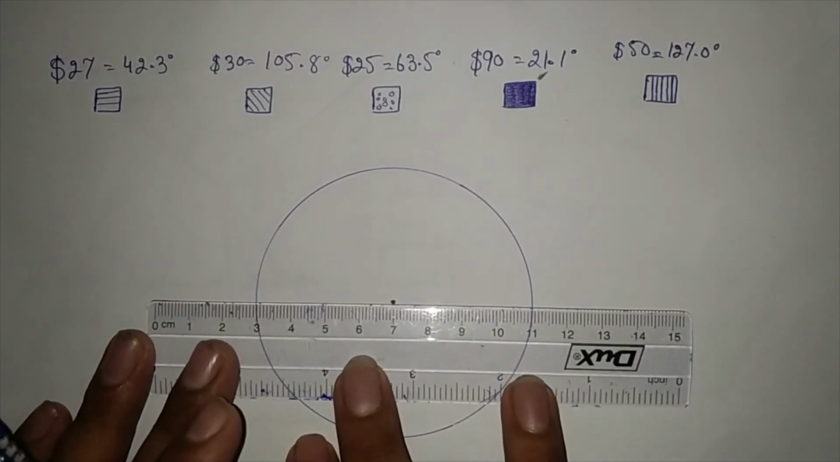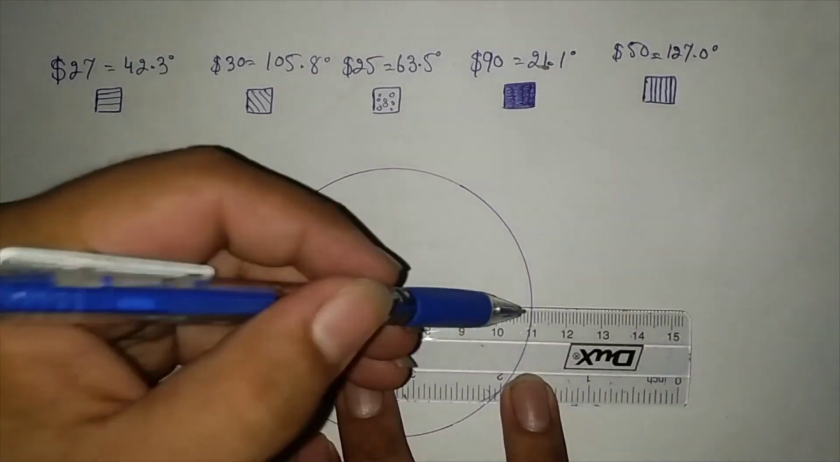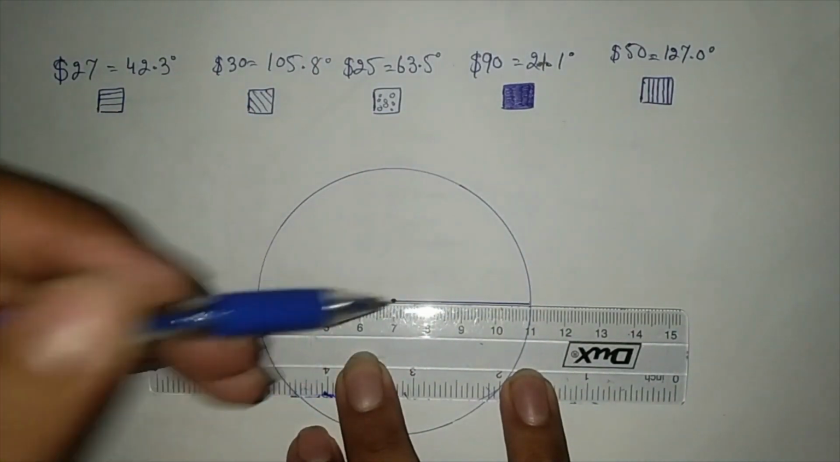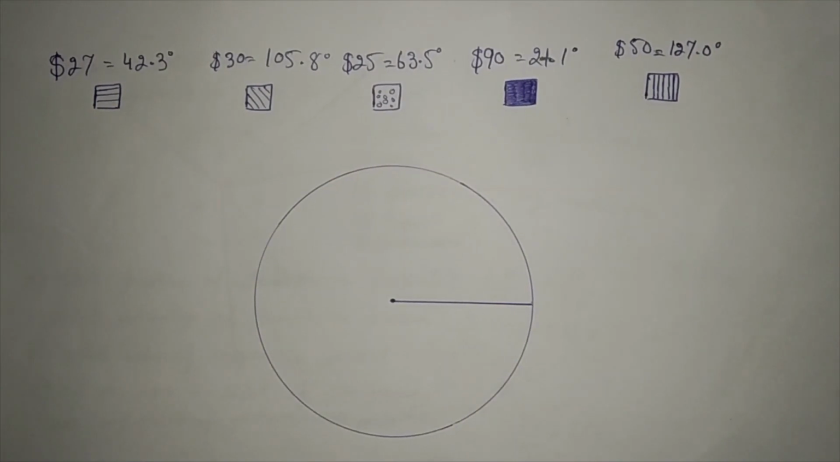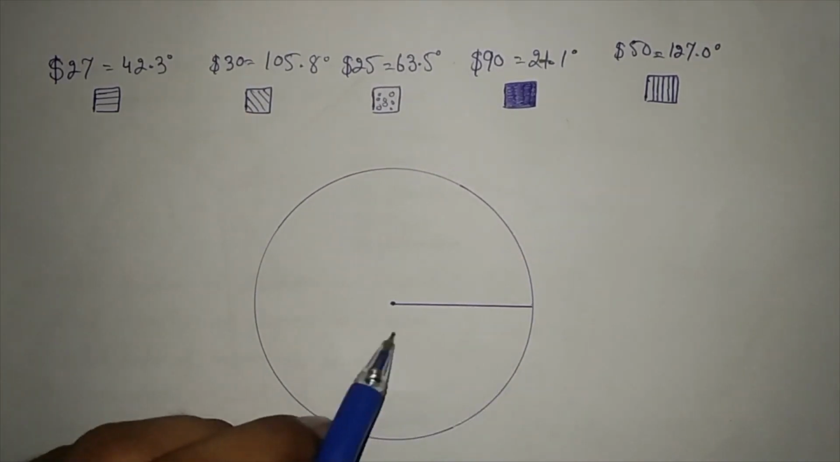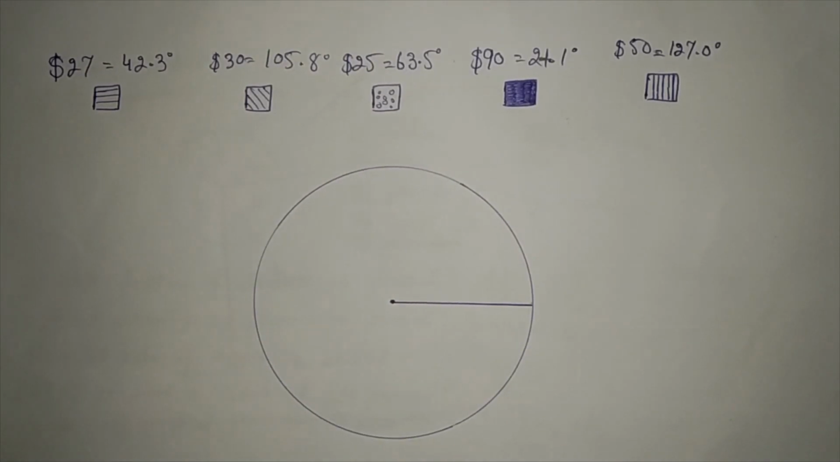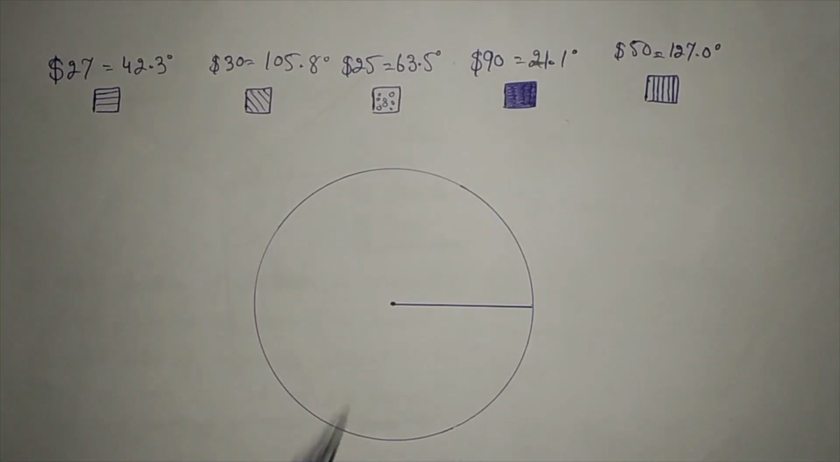Okay, from the circumference to the center. Okay, clear? So here I have drawn the radius, and now what we will do is draw these angles with the help of a protractor.